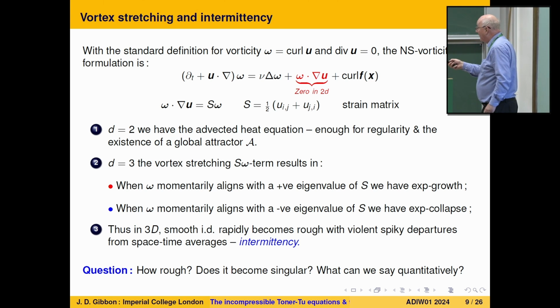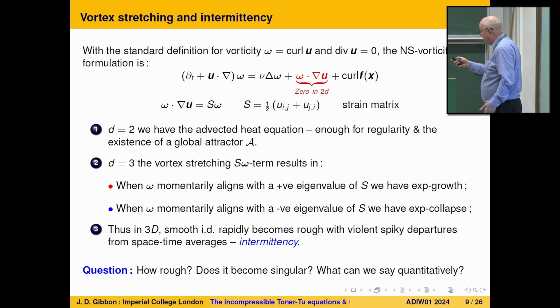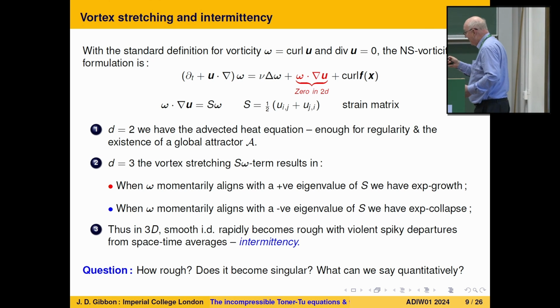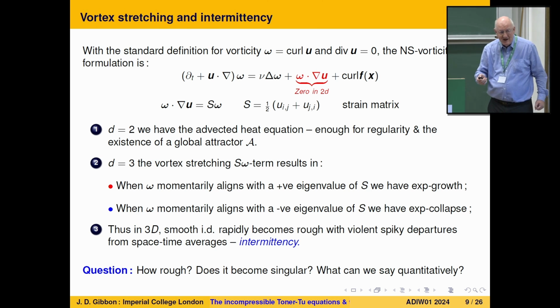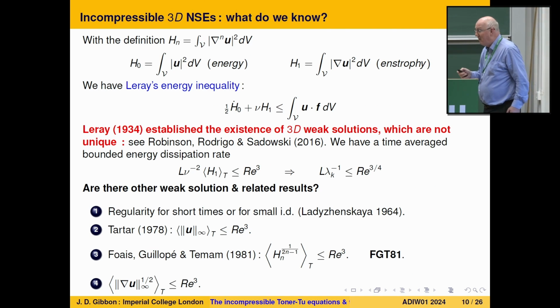Okay, so basically what we know and recognize, and have done so for a long time, is that you have intermittency: violent spiky departures from space-time averages with quiescent periods in between. So the data gets rough, but then the question is how rough? Does it become singular? What can we say qualitatively? Those are questions that mathematical analysts ask themselves as to how rough and what can we say about it. So this is a bit of a tutorial on Navier-Stokes and what we know.